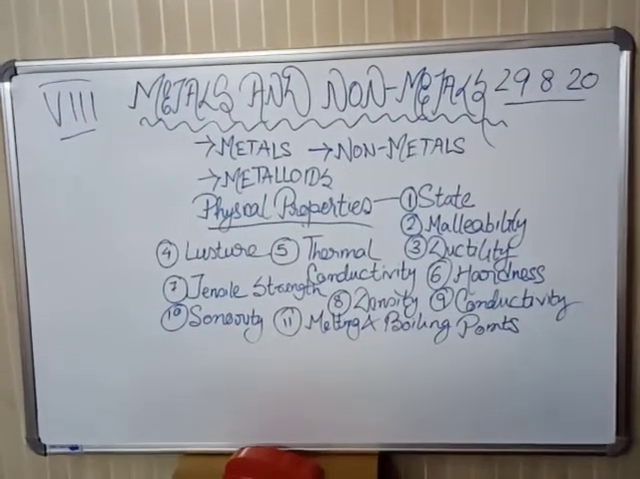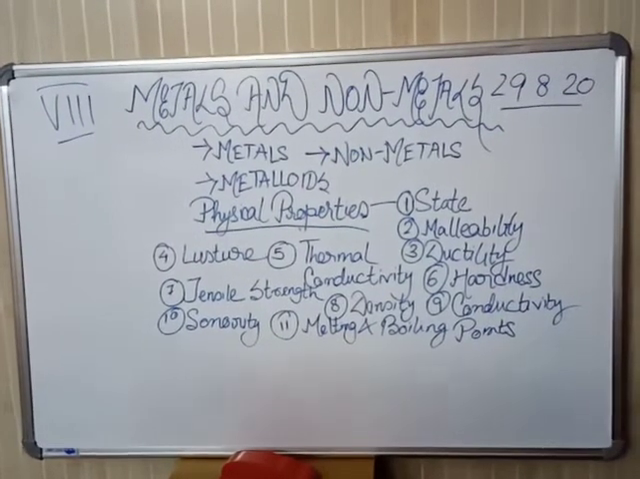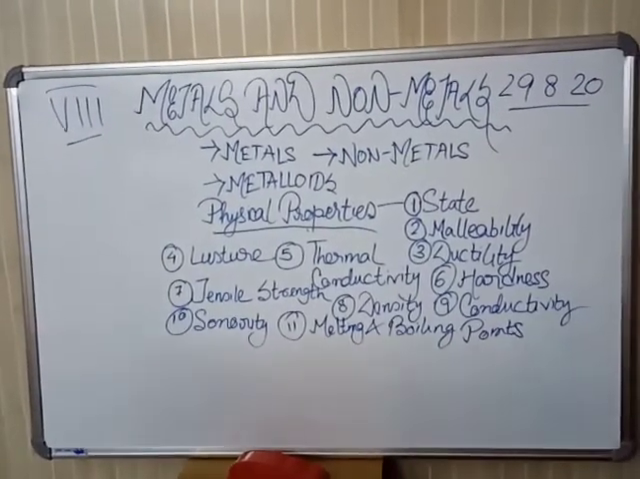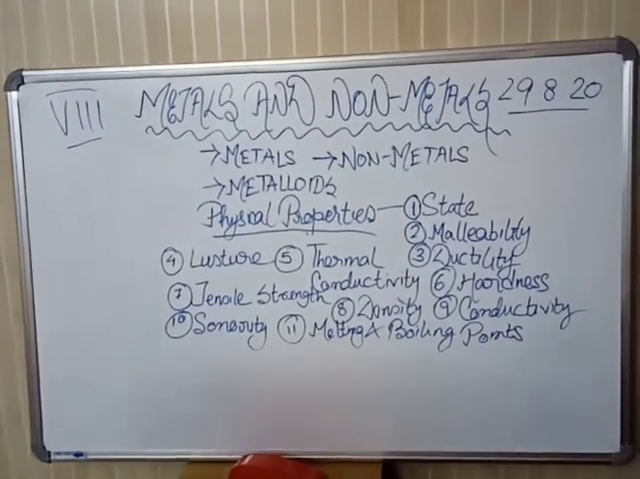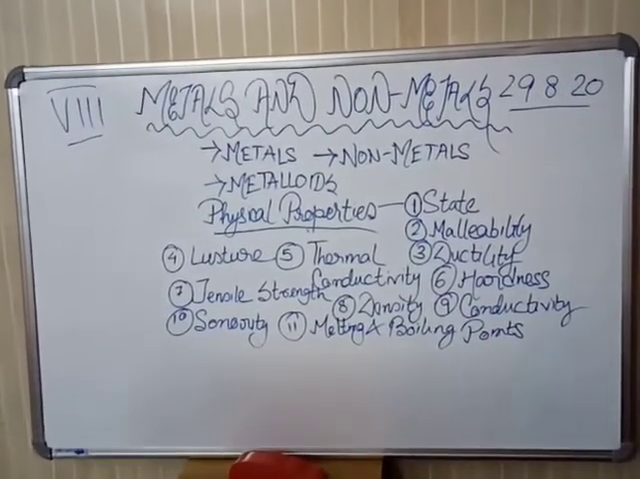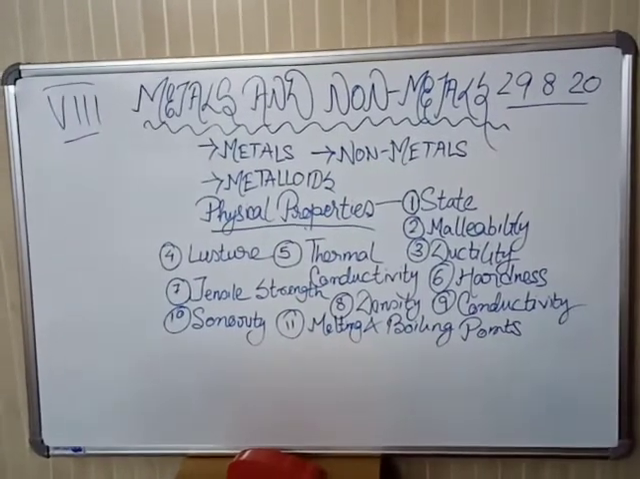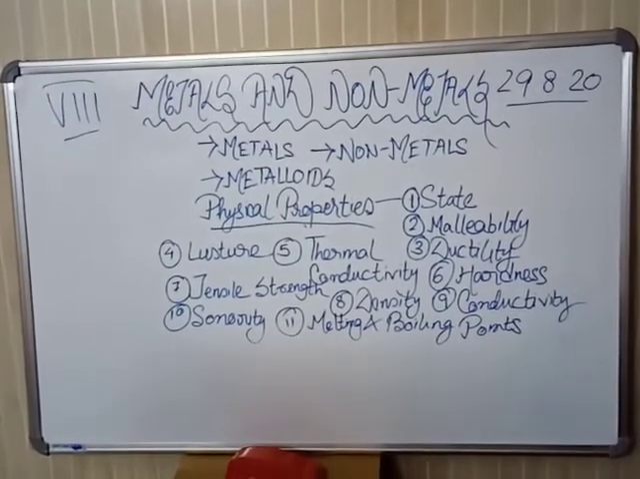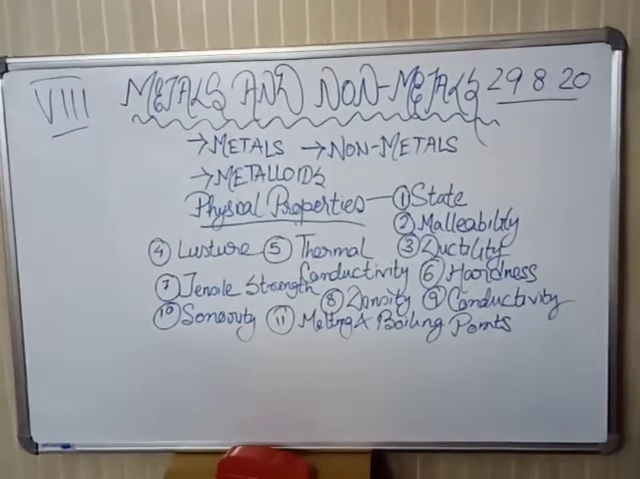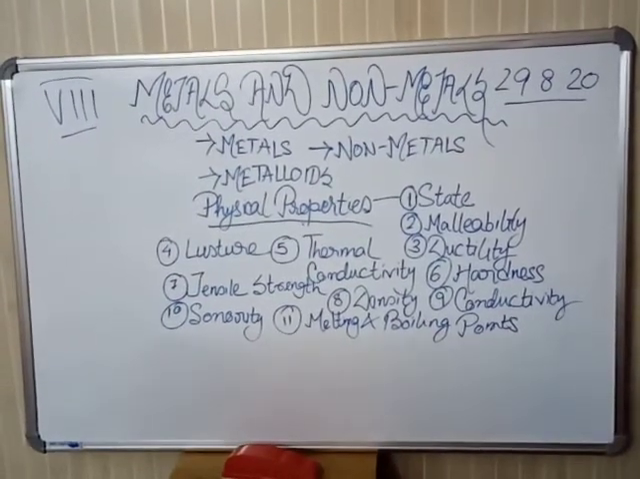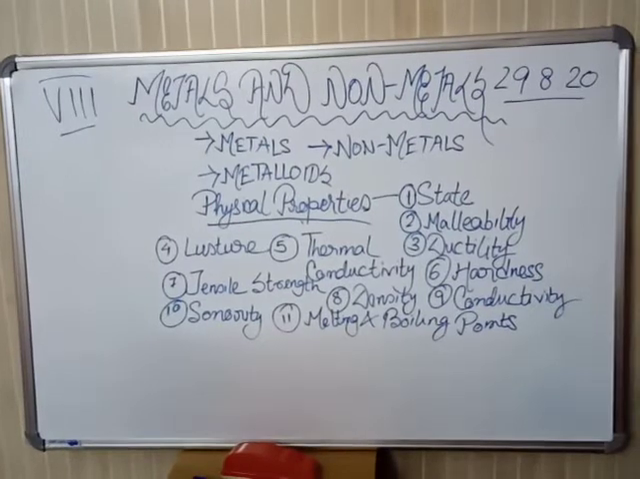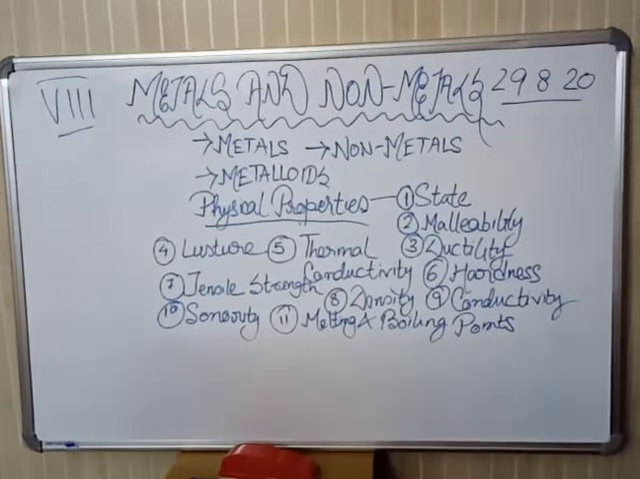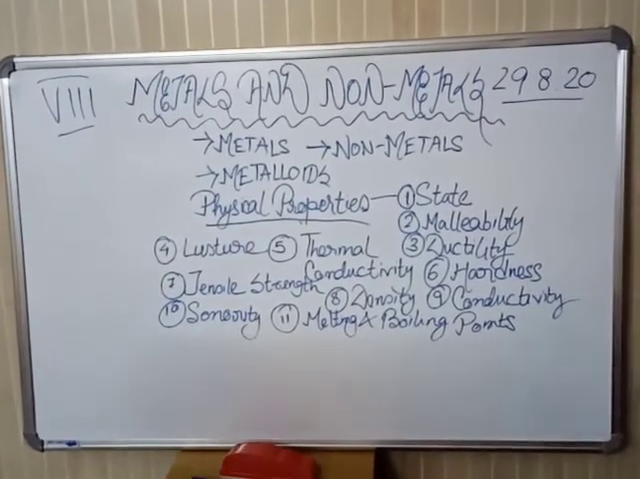Next is thermal conductivity. Metals are good conductors of heat. Silver and copper are the two metals that are considered as the best conductors of heat. Lead is the poorest conductor of heat. Bismuth, mercury and iron are also poor conductors. Non-metals are poor conductors of heat. However, diamond, a non-metal, is a good conductor. Means metals are basically good conductors, but there are some exceptions. Like that, non-metals are basically poor conductors of heat and electricity, but there are some exceptions like diamond. Diamond is a good conductor of heat and electricity.